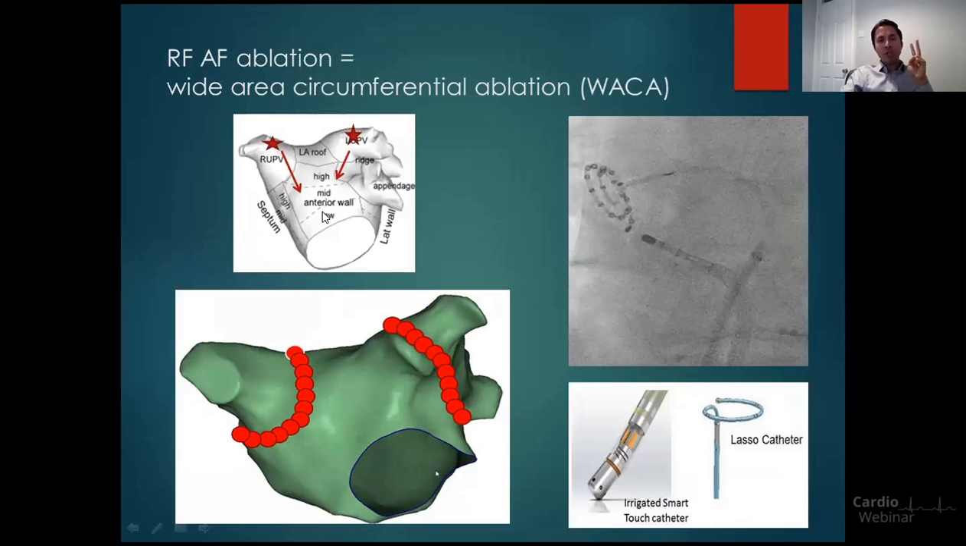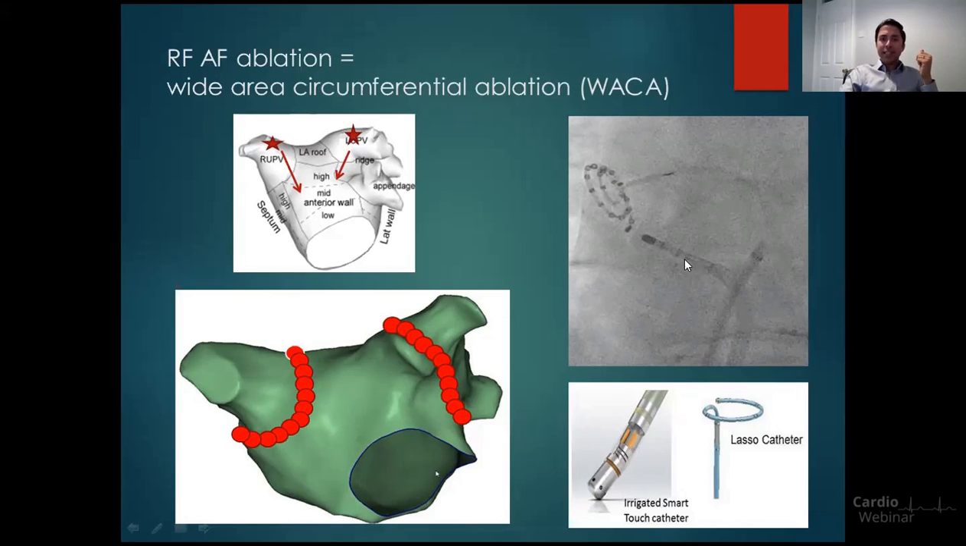And there are 2 approaches to doing it. The first approach is using radiofrequency energy. The term you may or may not have heard, which we use quite colloquially, is WACA, which is a wide area circumferential ablation. That's what a WACA is. And the way this is done is with an ablation catheter, which looks a little bit like this structure over here.